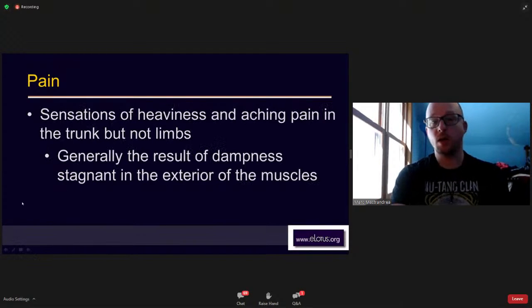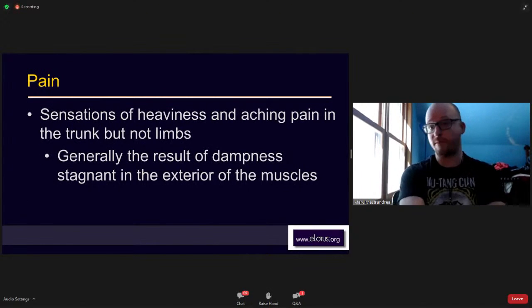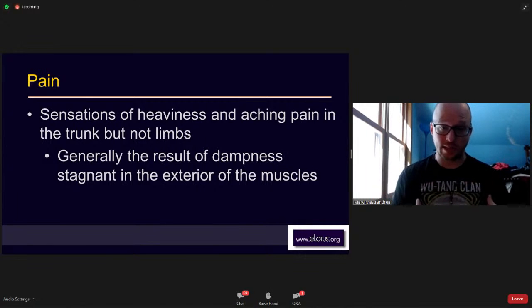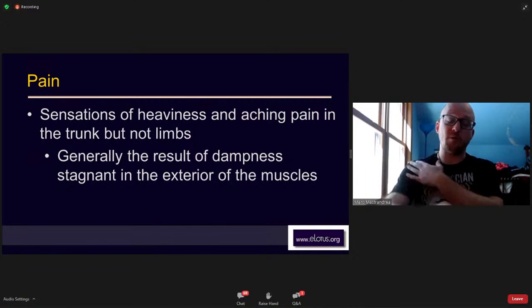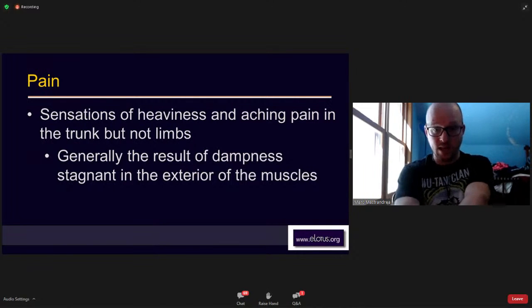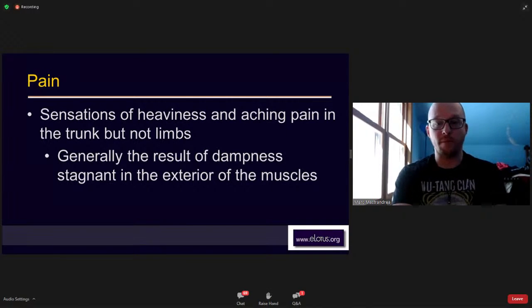All right. You can also have heavy sensations, right? This is also another damp sensation. Heaviness in the trunk, heaviness in the limbs. If it's in the trunk and not the limbs, this is dampness stagnant in the exterior muscles in the body. If you feel weak limbs that are kind of weak and painful, and they're very tired, this is a sign of dampness affecting the spleen.